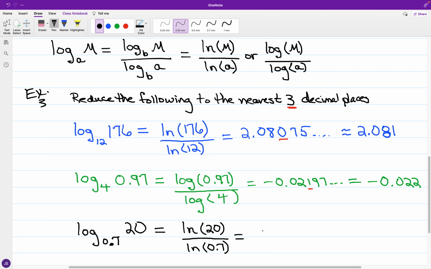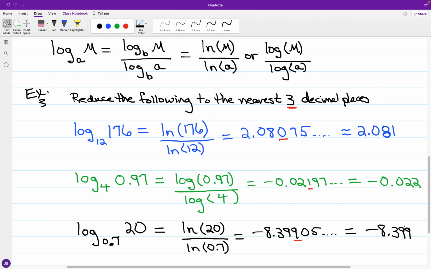Okay, and so among the first digits, we have minus 8.39905. And at the third decimal place, you have this 9. The 0 alongside it signals that this 9 will remain fixed. So the nearest 3 decimal places would come out to negative 8.399.